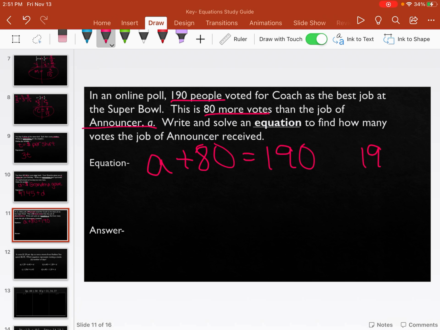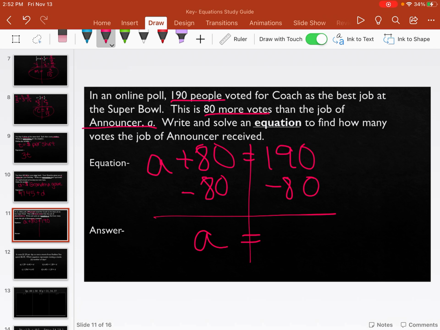Today in class, a lot of people are saying 190 minus 80 equals A. So yes, that is how you're going to solve it. But remember, your equation can't have the variable left by itself. So it has to be on the side with the numbers. And then you would do the inverse to solve. So subtract 80 from both sides. So A equals 110 votes.